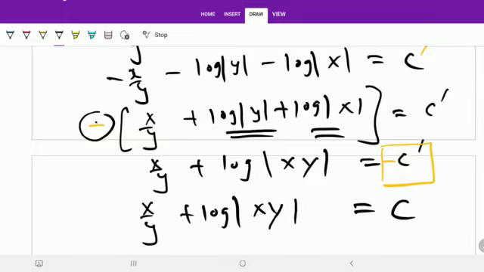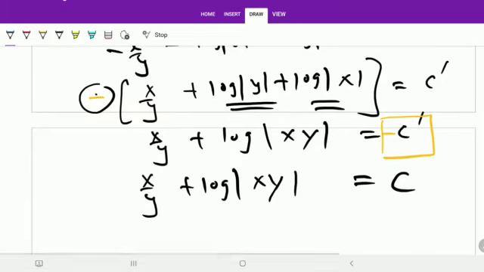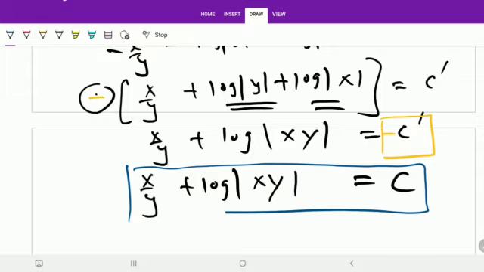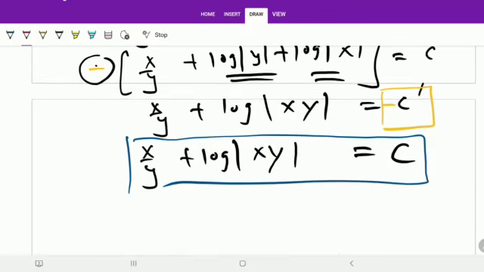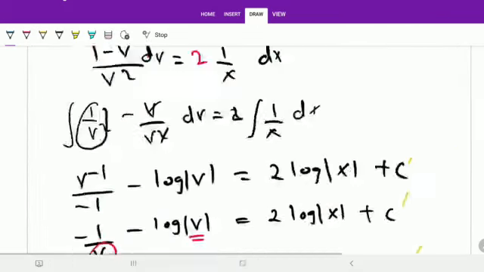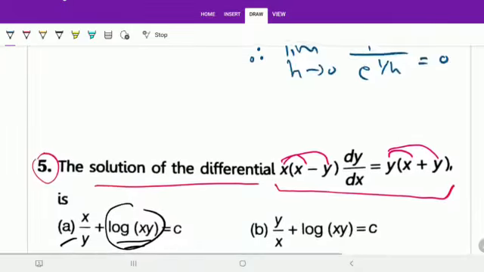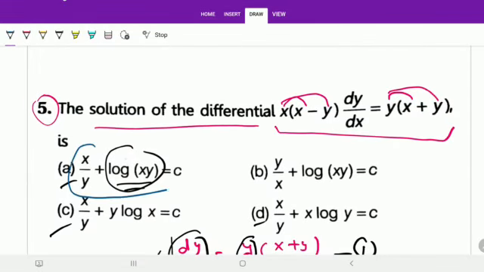Now if you observe, this is matching to our option number A, right? So our answer here is option number A. Answer will be option number A, because option number A here is x upon y plus log mod xy equal to c, is my answer.